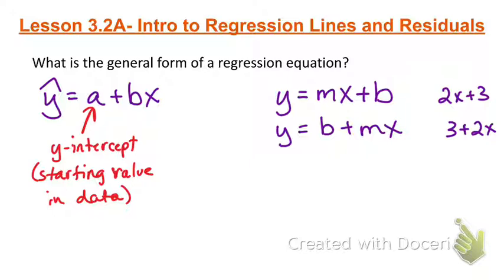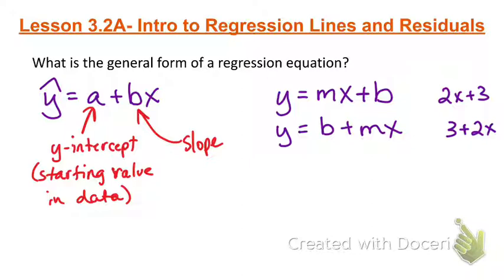Okay, again with the context clues, the m is the coefficient of the x. So what do you think the b is in this equation? That's the slope. Very good. All right, so since you guys were in middle school, you've been told that m is slope and b is y-intercept. And now I'm telling you that b is slope and a is y-intercept.